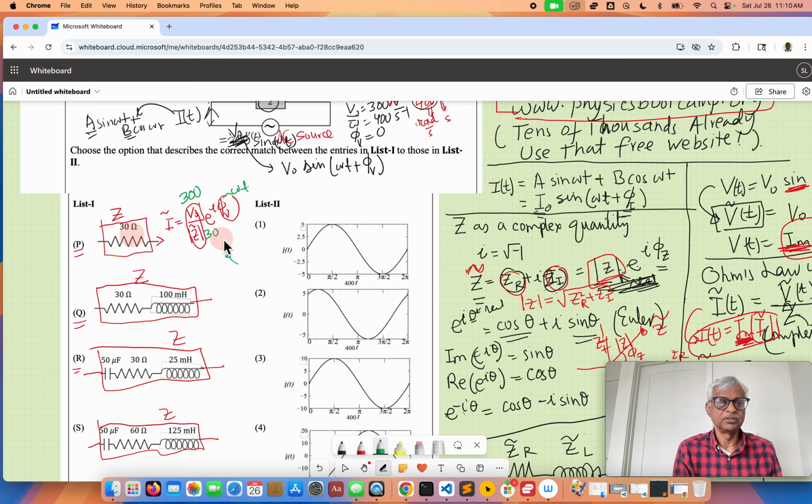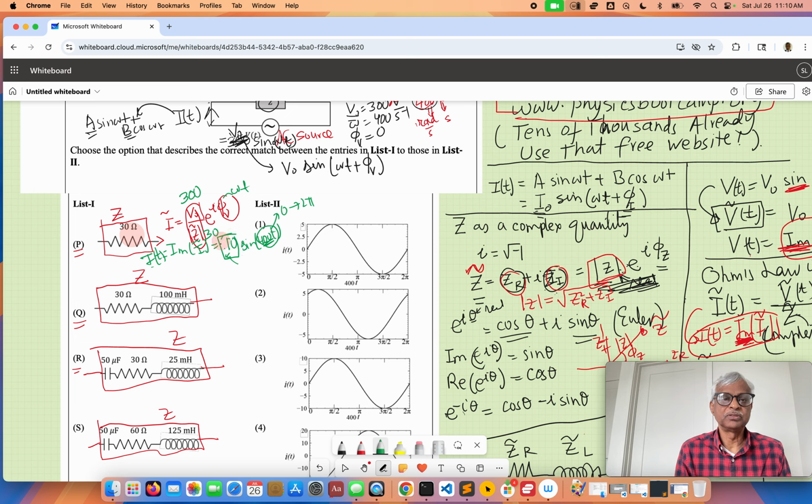There's nothing else there. So if I take the imaginary part of this, then the current, which I should be able to plot, will be 10 sine 400t. This whole thing will go from 0 to 2 pi, 0 to 2 pi for one cycle. So that's what this is. So let's look at, we're plotting this. This is the I of t.